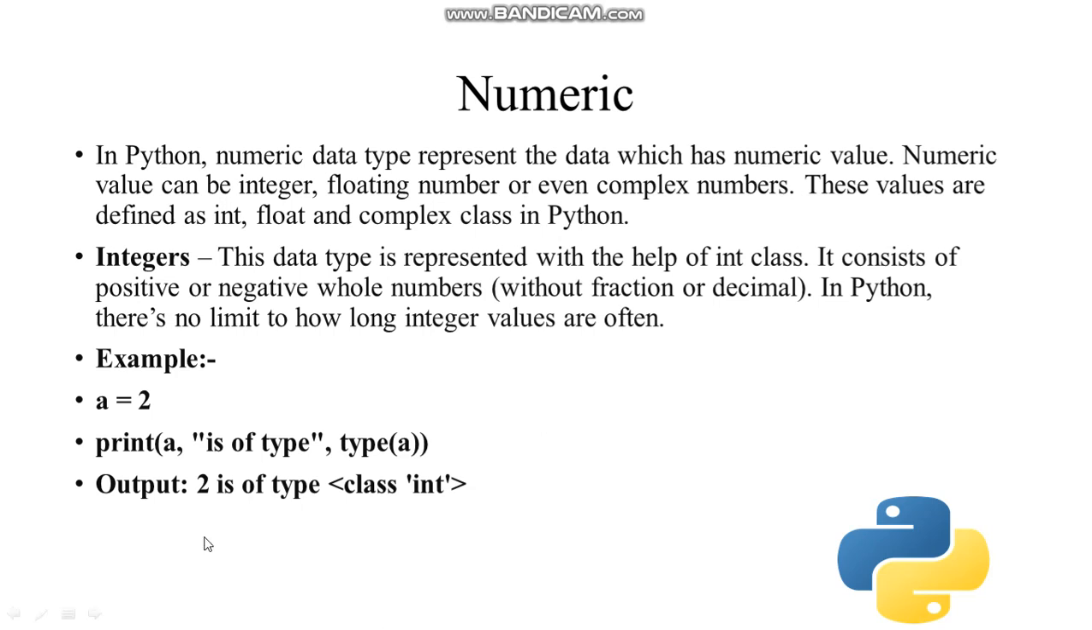In Python, you do not have to specify the data type of any variable. Your compiler automatically understands the type of variable depending on the data value you give. By printing the value of a and its type, you will see that 2 is of type class int.